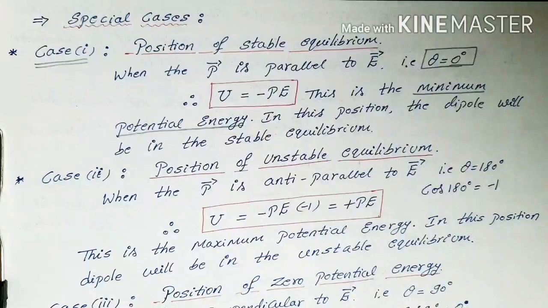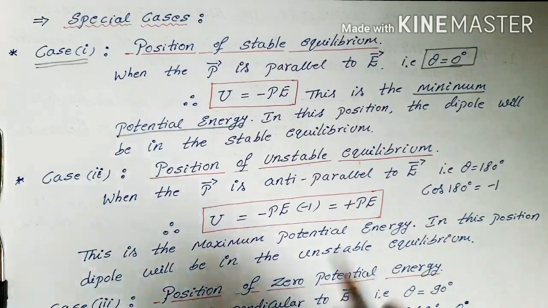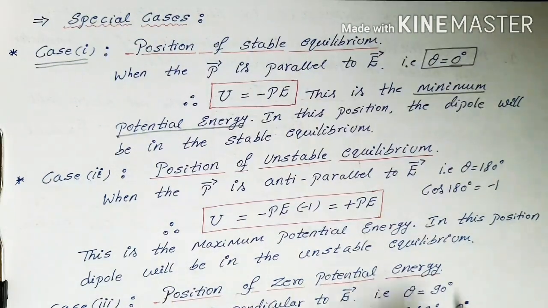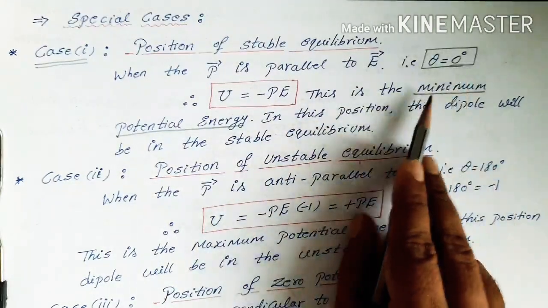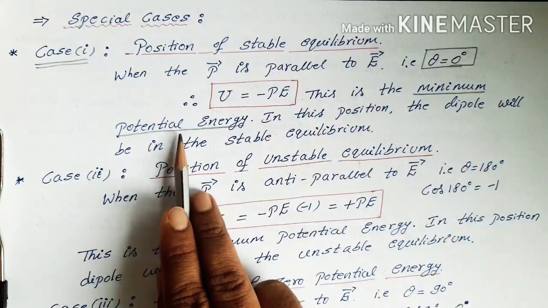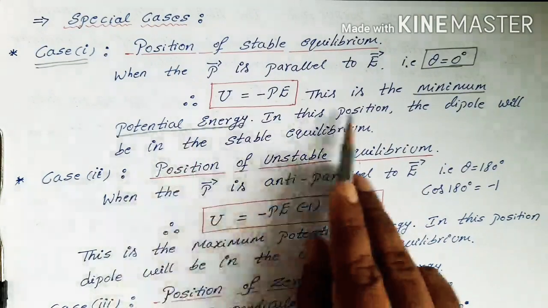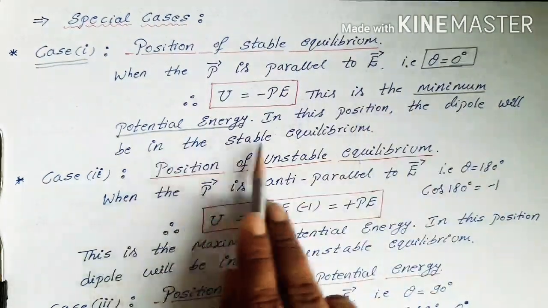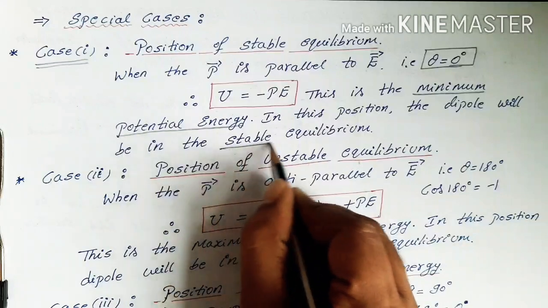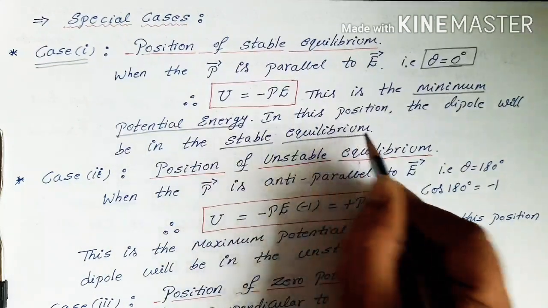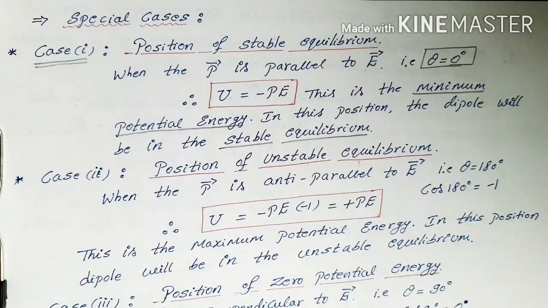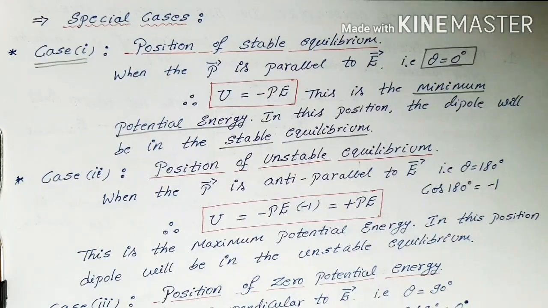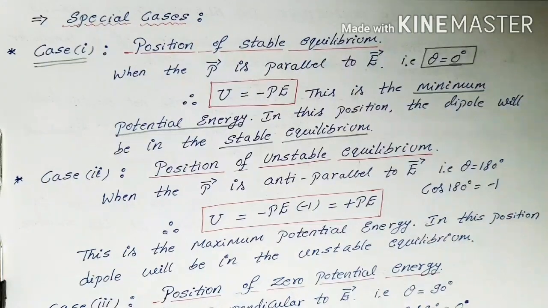When the dipole moment is in the direction of, or parallel to, the electric field, then theta becomes 0, then it has minimum potential energy. In this position, the dipole will be in stable equilibrium, means it doesn't experience any forces. Stable equilibrium, it never rotates. Yes.